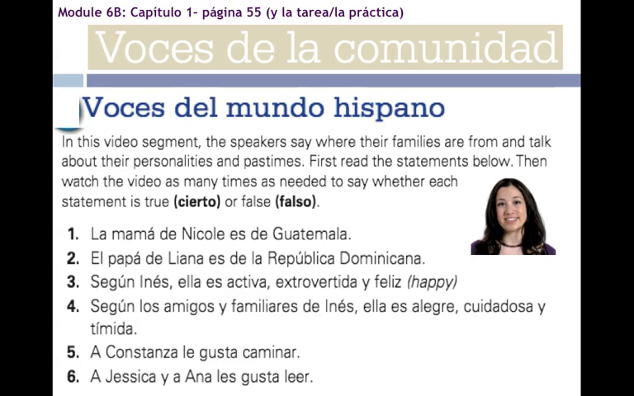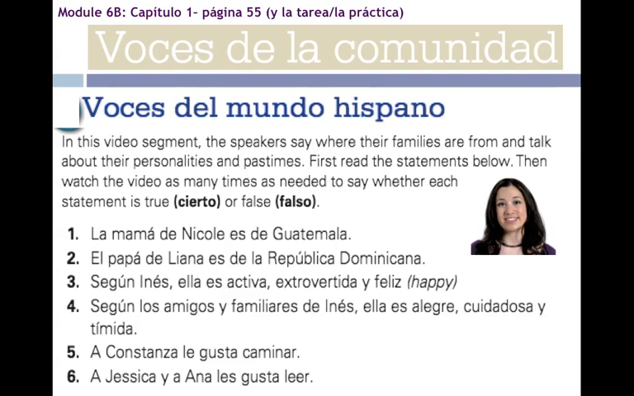So let's make sure that you understand las frases. Número 1, la mamá de Nicole es de Guatemala. So listen and see if Nicole's la madre is de Guatemala. Número 2, el papá de Liana es de la República Dominicana. Escucha bien and see what Liliana says about su padre. Número 3, según Inés, according to Inés, ella es activa, extrovertida y feliz. So escucha bien and see if that is cierto o falso.